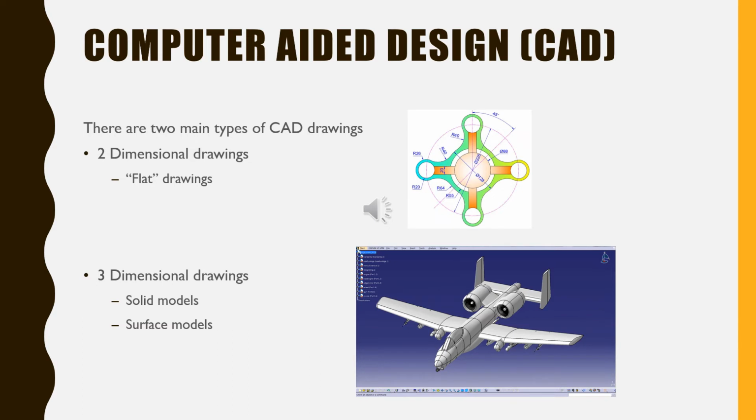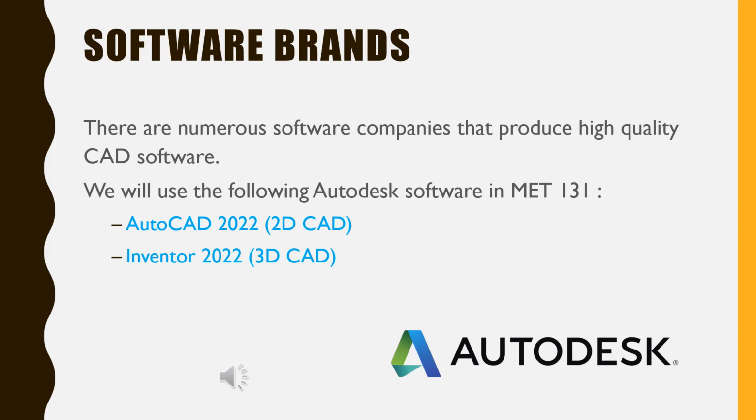A lot of people think that everything is a 3D model now. It is not. A majority of companies in Cincinnati do 2D work as opposed to 3D work. I'll also be creating 3D models. Two different kinds of 3D models, solid models and surface models. We'll be doing solid modeling in our class. There are dozens of different kinds of engineering software today.